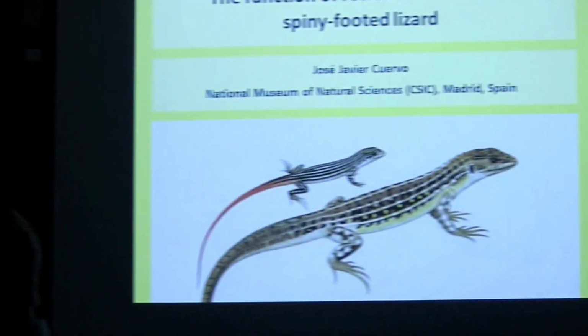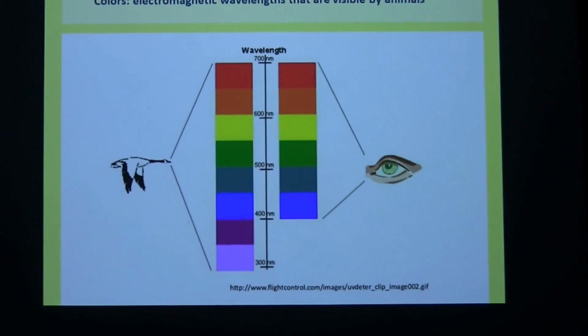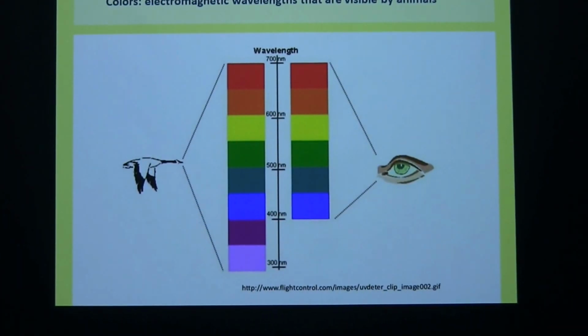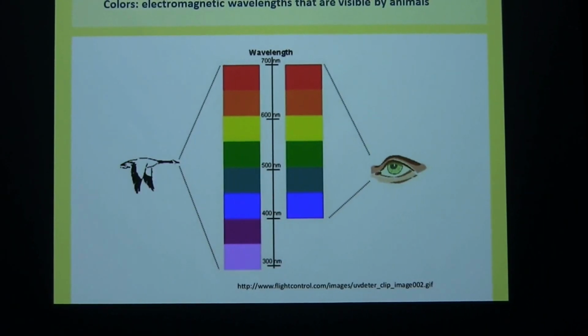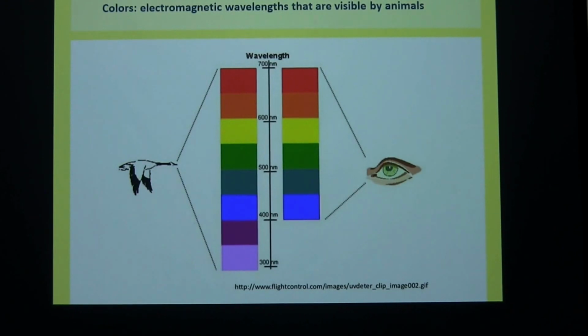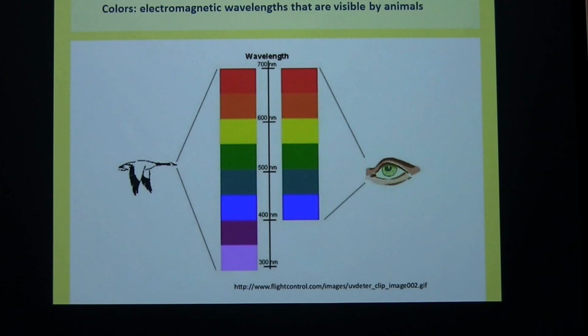Thank you very much to the organizers of the lunch seminars for inviting me to give a talk. I will begin with a brief introduction about animal coloration. Colors can be interpreted as electromagnetic wavelengths that are visible by animals. In the case of humans, visible wavelengths range between 400 and 700 nanometers. But this range of wavelengths can be different in other species. For example, birds and reptiles can see in the ultraviolet.